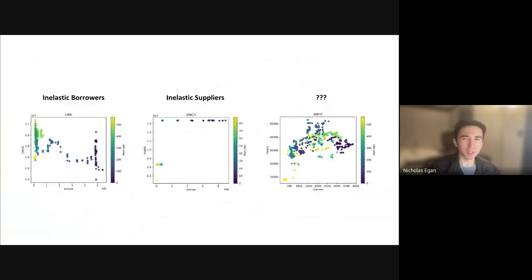The figure on the left of LINK shows many vertical lines, suggesting inelastic borrowers. But because we don't have clear trends of how suppliers are reacting to changes in borrows through clear lines, we don't know if suppliers are elastic or inelastic from this figure. Conversely, the figure in the center of 1INCH shows inelastic suppliers with unknown borrower behavior because we simply have these horizontal lines. And finally, the figure on the right of WBTC doesn't seem to have any clear trends that we could point to. So it's hard to say what the elasticity of borrowers and suppliers is to each other based on this figure.